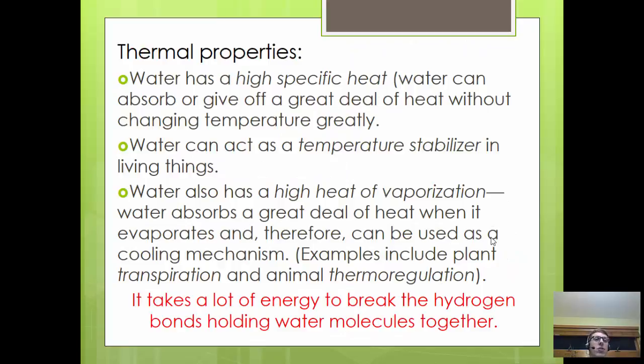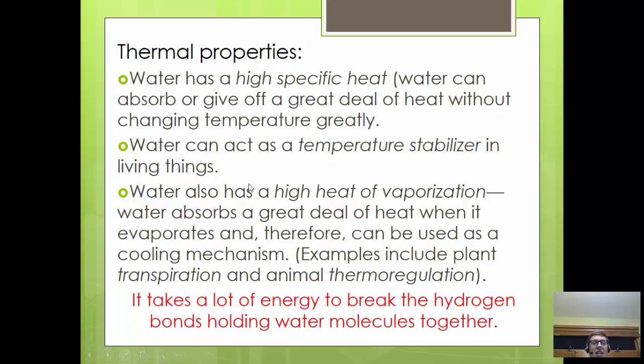It also has interesting thermal properties. Thermal properties being heating properties, energy properties. Water has a high specific heat. It can absorb or give off a lot of heat without changing temperature very much. It's a really good temperature stabilizer. It keeps things at a nice, normal level. It kind of buffers the temperature.